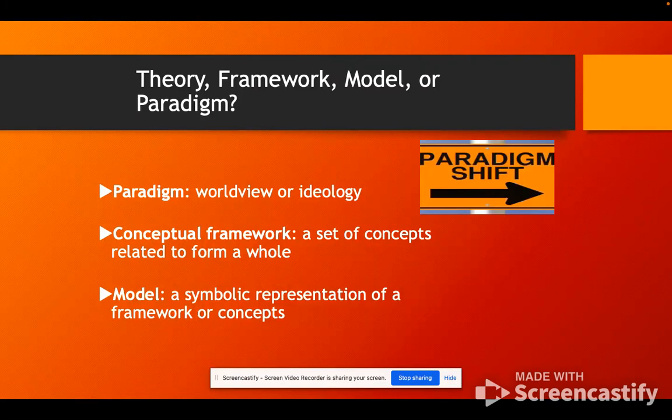Then we also have your models. Your model is going to be a symbolic representation of the framework or concepts. Sometimes your conceptual model can be referred to that way, and can also be expressed in symbols, a different language.